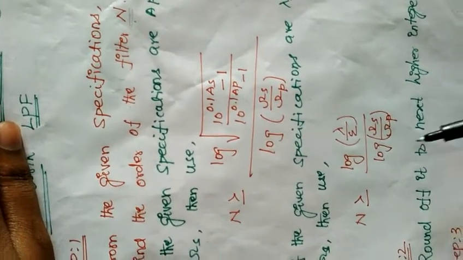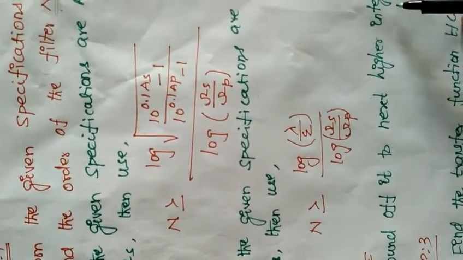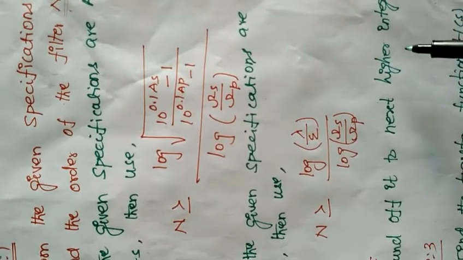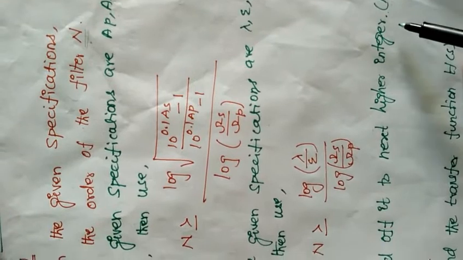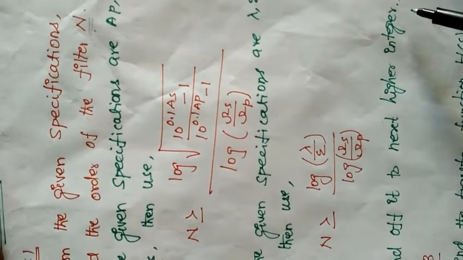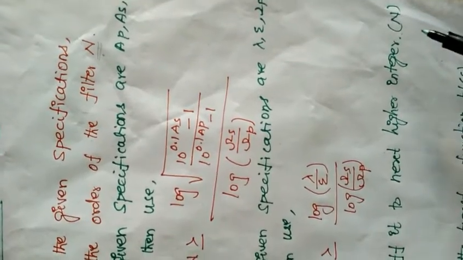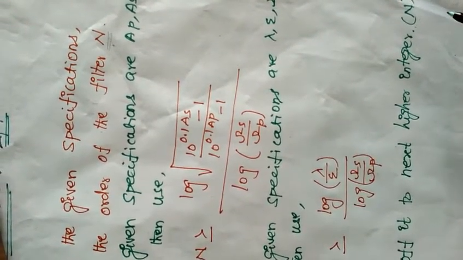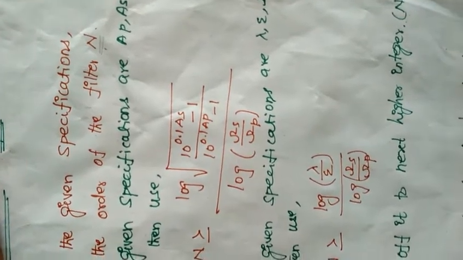Step number 2: here we will get the N value in integer format. Here we have to round off the value and find out the N value. For example, if the N value is 1.523, then round off the value N as 2. If it is 1.1 also, you have to take the highest value, that is, 2 only you have to take.